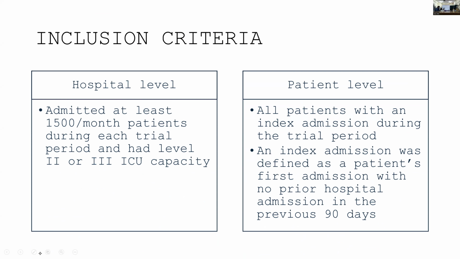The inclusion criteria at the level of the hospital is that the hospital should admit at least 1,500 patients per month, and they should have level 2 or 3 ICU capacity. At the patient level, any patient who comes with an index admission with no prior hospitalization.